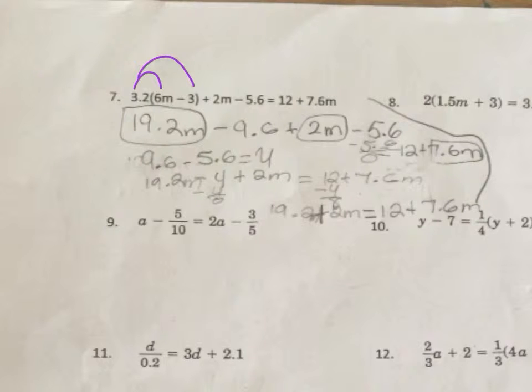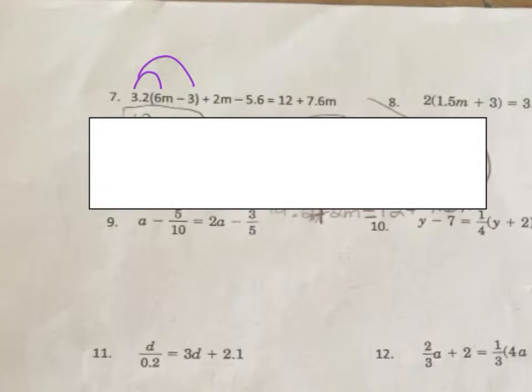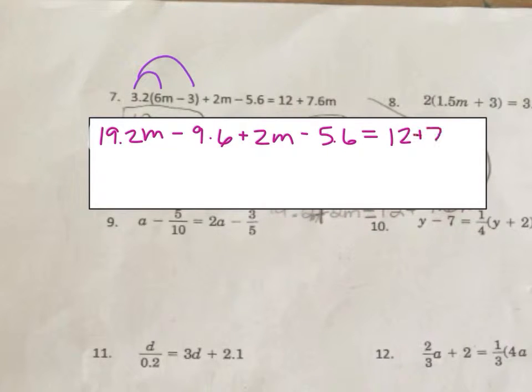Okay, let me actually just look at it without walking you through it. Hold on. Alrighty, so let's just start from the beginning here. So we start with the distributive property. We see here 3.2 times 6m, and then the minus 3. And that looked exactly right, I think. Let's see, 3.2 times 6, 3 6s, that's 18. 3.2 times 6 is 1.2, 18 and 1, okay, so 19.2m, minus 3.2 times 3 is definitely 9.6, plus 2m minus 5.6 equals 12 plus 7.6m.